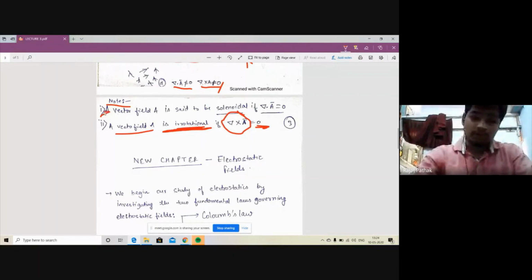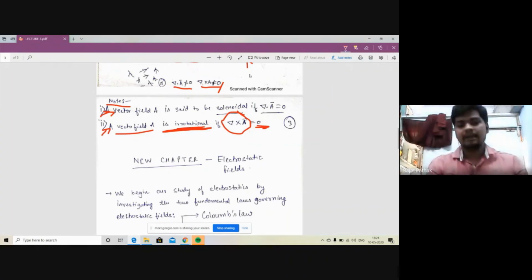These two points are very important as far as MCQ is concerned. If they ask for 2 marks, they will give the vector A in any system, because you know the definition in any system: Cartesian, cylindrical, as well as spherical. Then they will ask whether the field is solenoidal or irrotational. Then you have to evaluate del dot A as well as del cross A. Then you will get to know whether one of the two will become 0 or both will become 0, depending on the situation. Then you can say it is solenoidal as well as irrotational, or either solenoidal or irrotational. Understand?